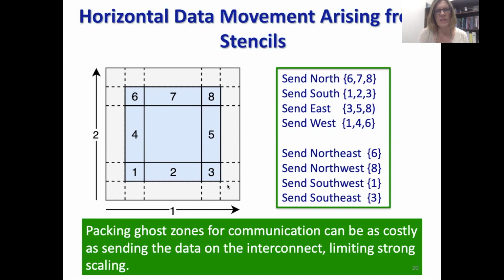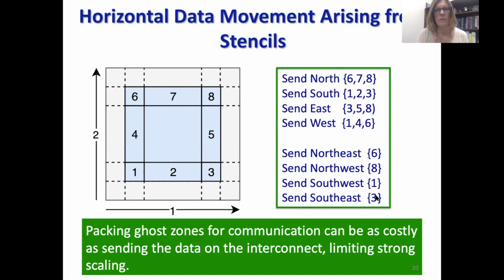So when we want to send data, for example, to our western neighbor, this block 1, 4, and 6 are not contiguous in memory. And so typically they would be copied into some kind of buffer before performing the communication. So over here on the right is the communication we want to perform. We want block 6, 7, 8 to go north, 1, 2, 3 to go south, etc. And these are going to our diagonal neighbors.